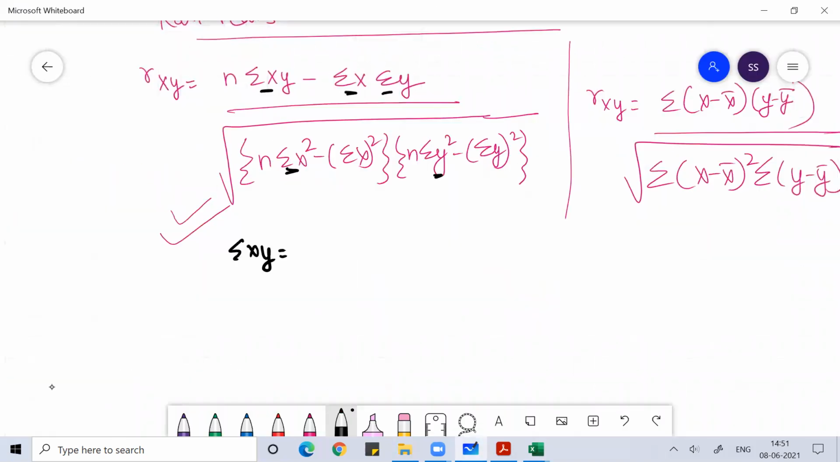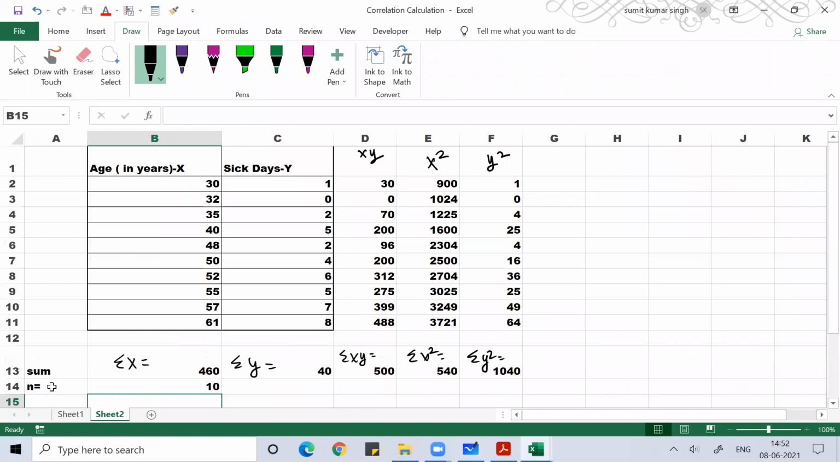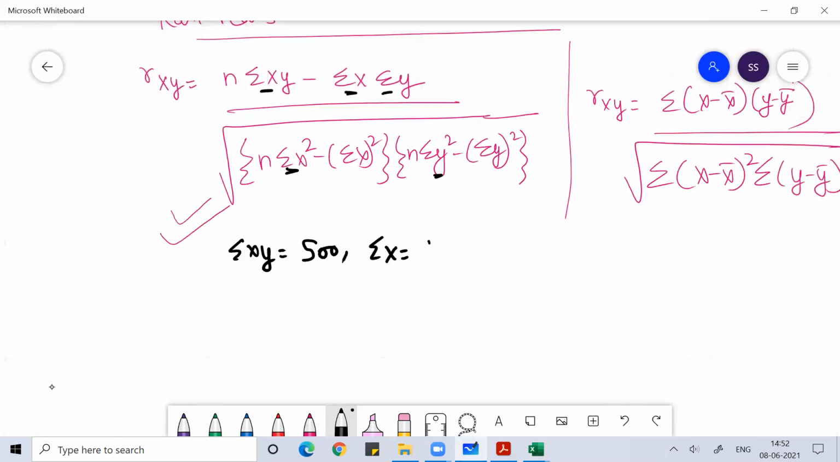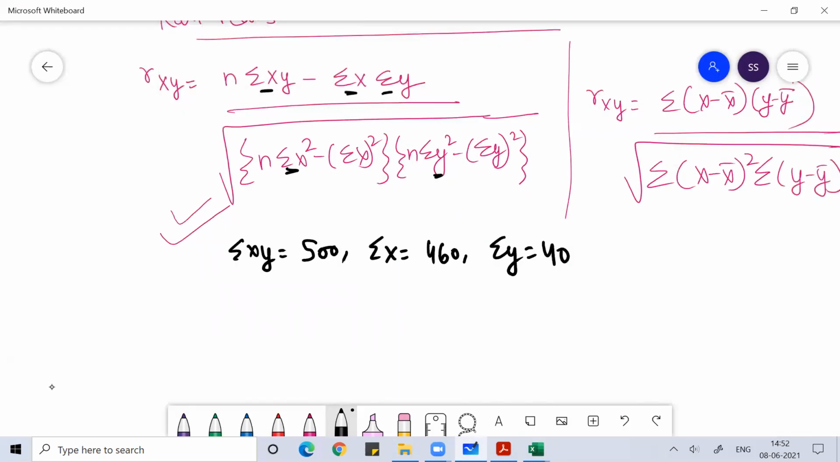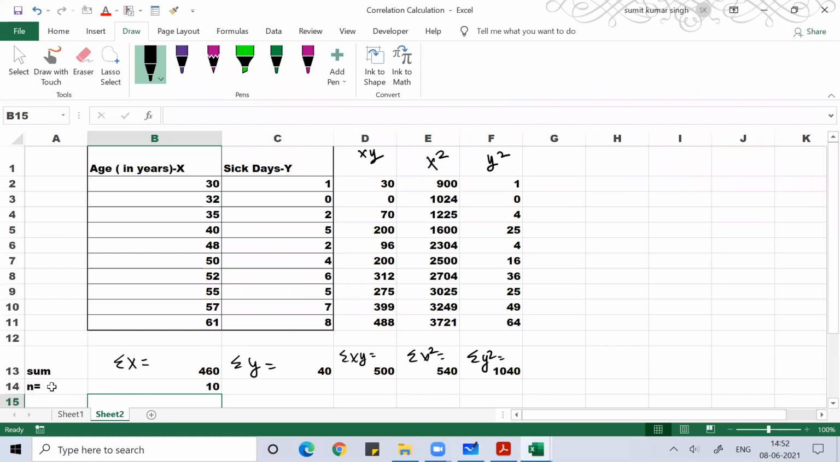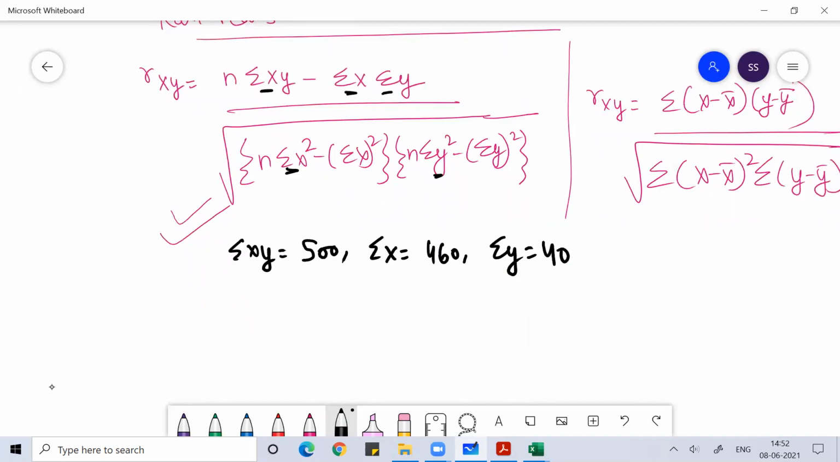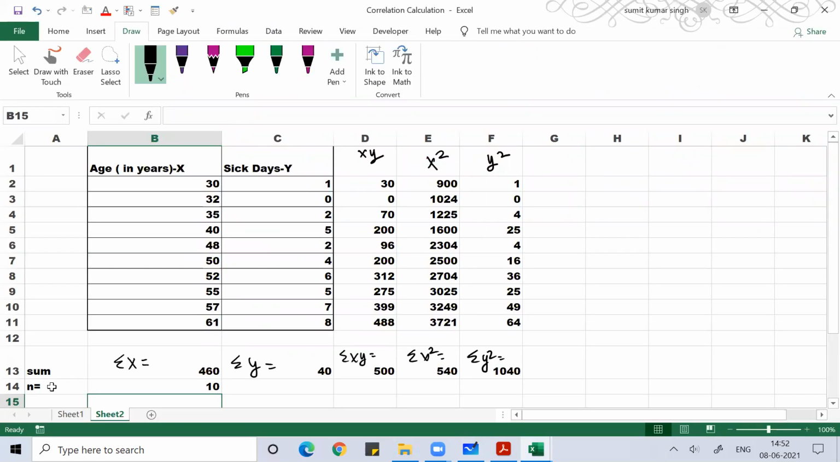Sum of xy is 500, sum of x is 460, sum of y is 40, sum of x square is 540, sum of y square is 1040.